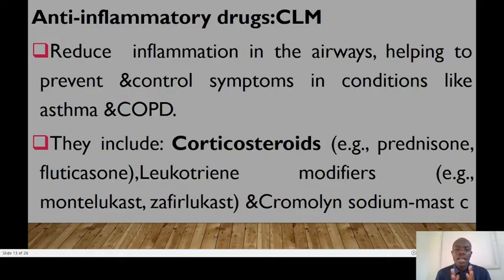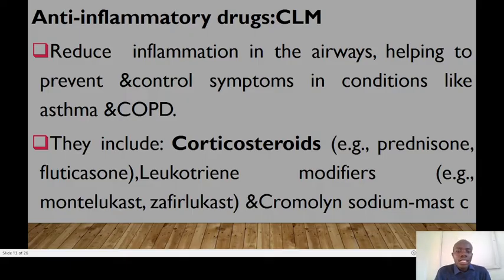From there we can now go to anti-inflammatory drugs. We have the CLM: the corticosteroids, the leukotriene modifiers, and the mast cell stabilizers. These drugs reduce inflammation in airways, and this helps to prevent and control symptoms in conditions like asthma and COPD.